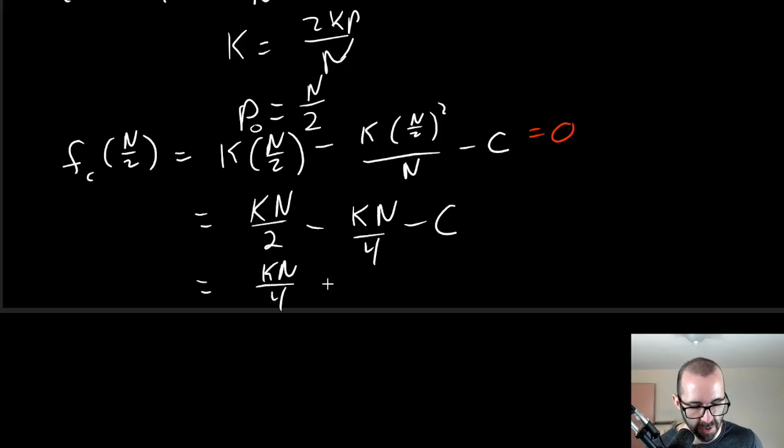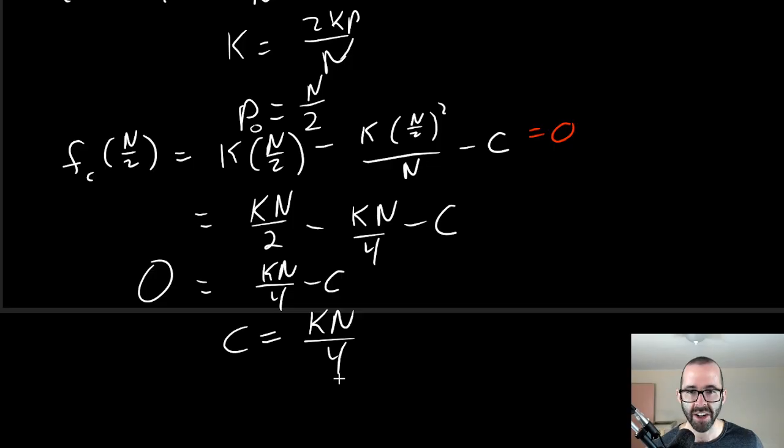And again, we could add c to both sides. We want this to equal 0. We're going to get that c is equal to kn over 4. We found our bifurcation value.